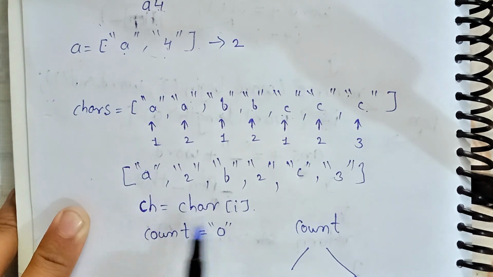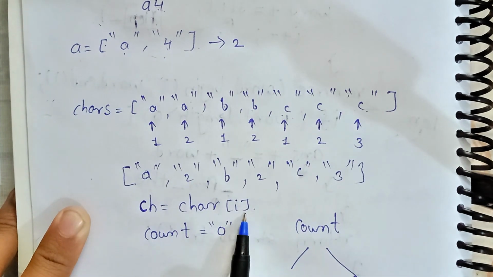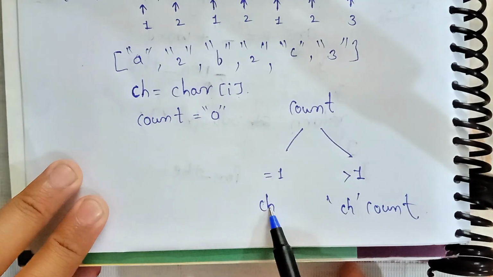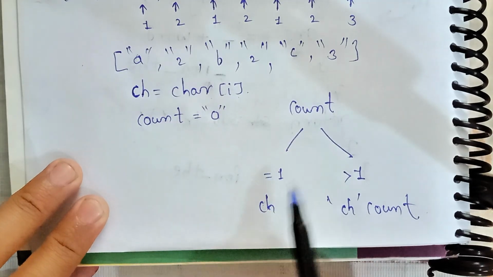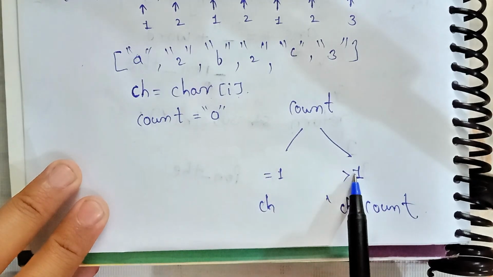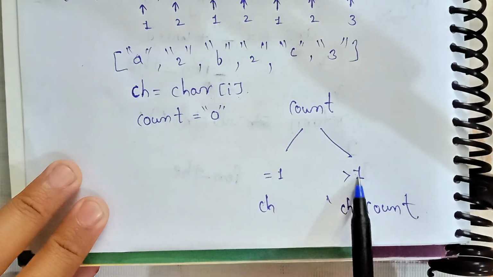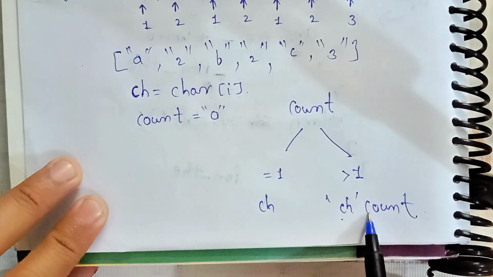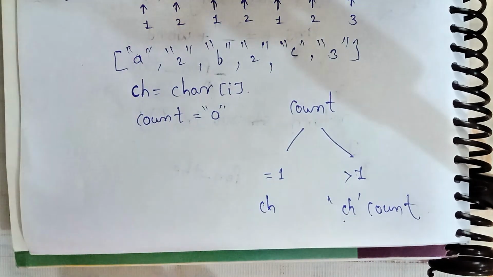So ch is initialized with the character at index I, and count is initialized with 0. What if there is only one character? Then we will give the character itself as output. If the count is greater than 1, then we will give the first character. After that we will return the value of count inside the string.